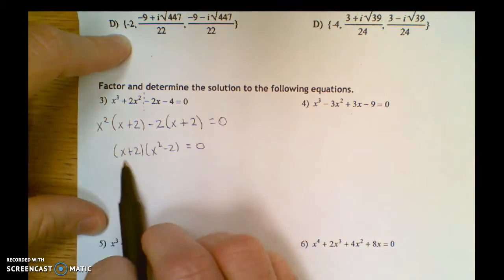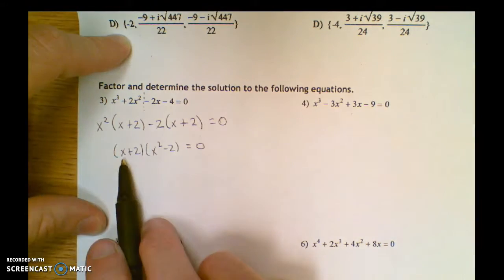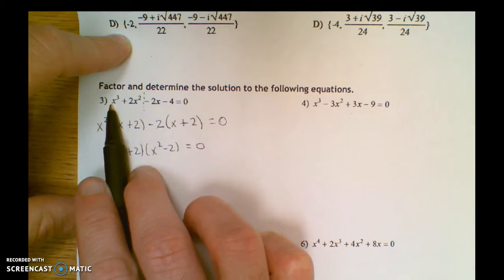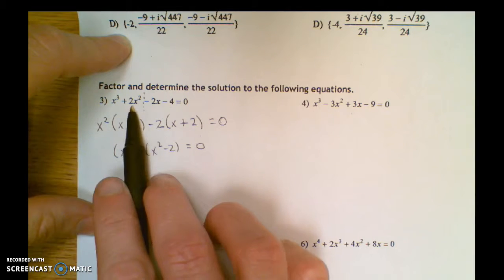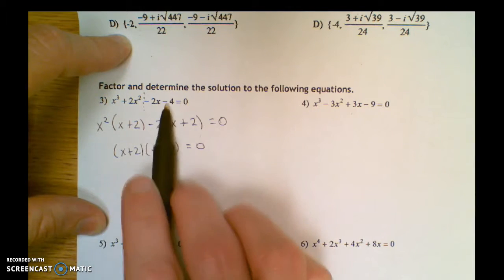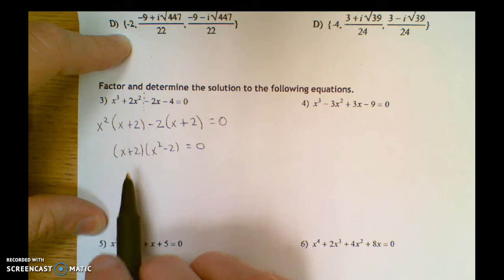Remember, you can always check, go backwards and see if you get the answer at the beginning. X times x squared is x to the 3rd. X times -2x is -2x. 2 times x squared is positive 2x squared, and 2 times negative 2 is negative 4. So you can always go back and check.